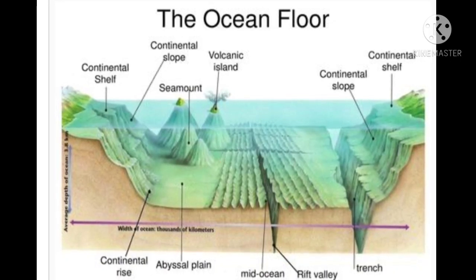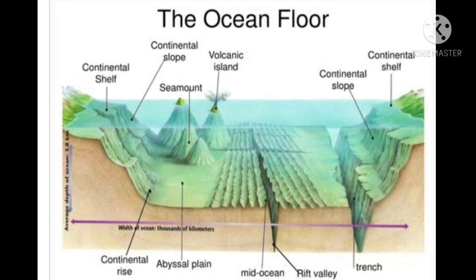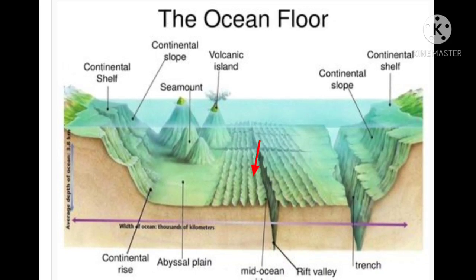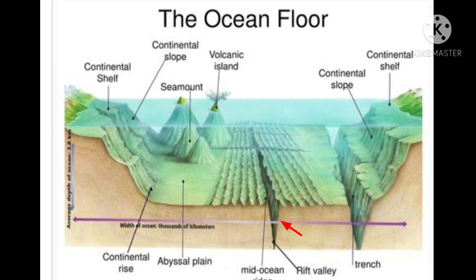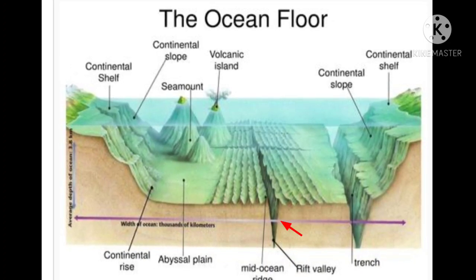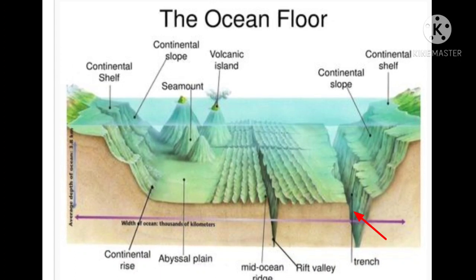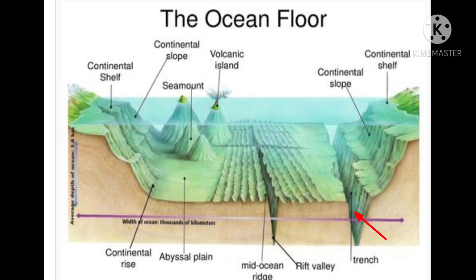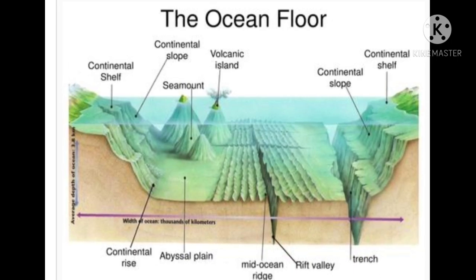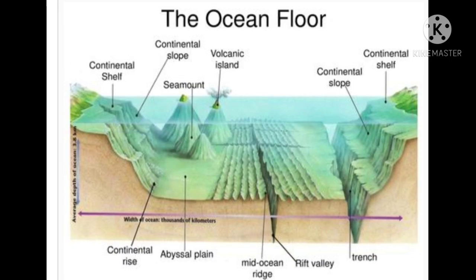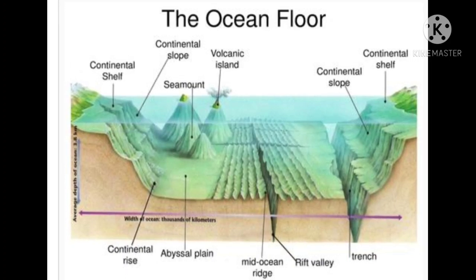Then we have the mid-oceanic ridge. You can see here, this is the mid-oceanic ridge. Then you also have a rift valley formation in this particular portion. Then we have trenches. Trenches are the deep depressions formed on the bottom of the ocean. Then you have the continental slope here. So these are some of the features that develop on the bottom of the ocean floor.